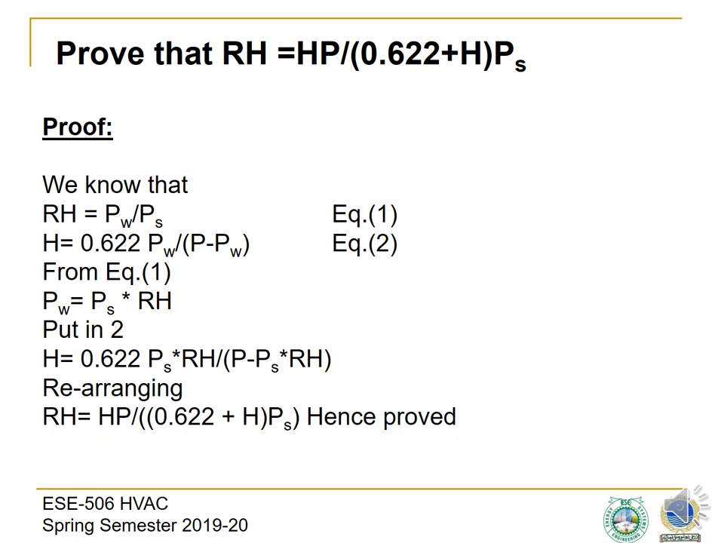So we know that relative humidity is equal to the partial pressure of water vapor to the partial pressure of saturated vapor. And we have also proved in the previous slide that H is equal to 0.622 PW over P minus PW. So from equation number one, we can write PW is equal to PS into RH. Put this value of PW in equation number two, so the equation becomes H is equal to 0.622 PS into RH divided by P minus PS into RH. By rearranging and simplifying, the expression becomes RH is equal to HP over 0.622 plus H into PS. So this is what we wanted to prove.